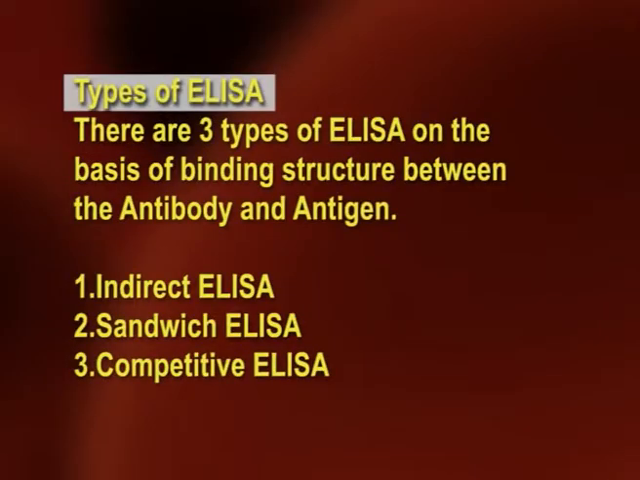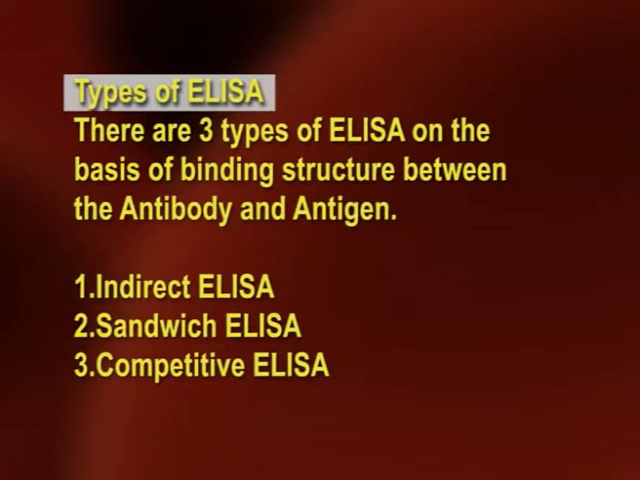The types of ELISA. There are basically 3 types of ELISA on the basis of binding structure between the antibody and the antigen: indirect ELISA, sandwich ELISA and competitive ELISA. Let us look at the first one, that is the indirect ELISA.